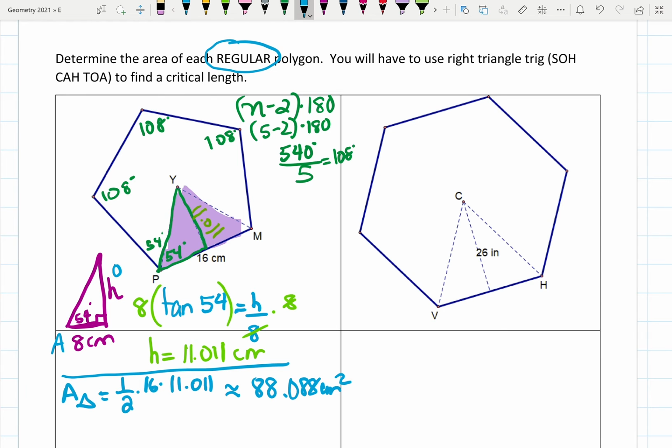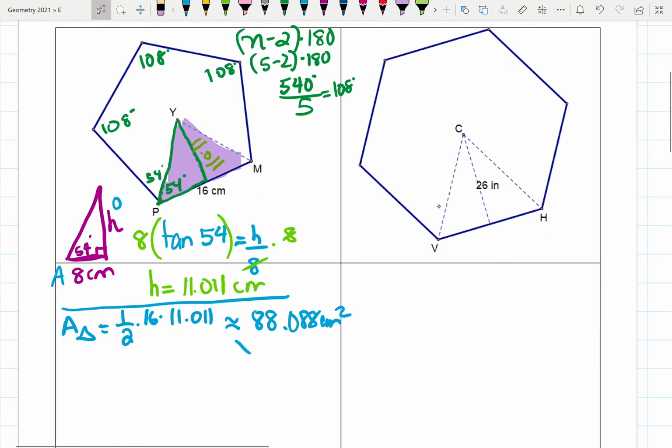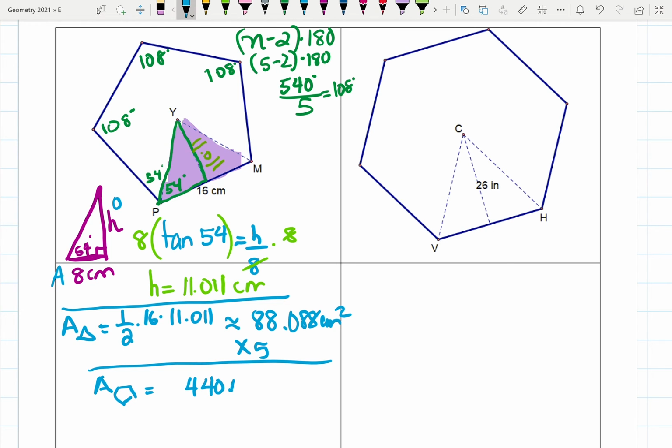But since there would be 5 such triangles inside the pentagon, I now take that area and I multiply it by 5. And it tells me that the area of the pentagon is going to be 440.442 square centimeters.